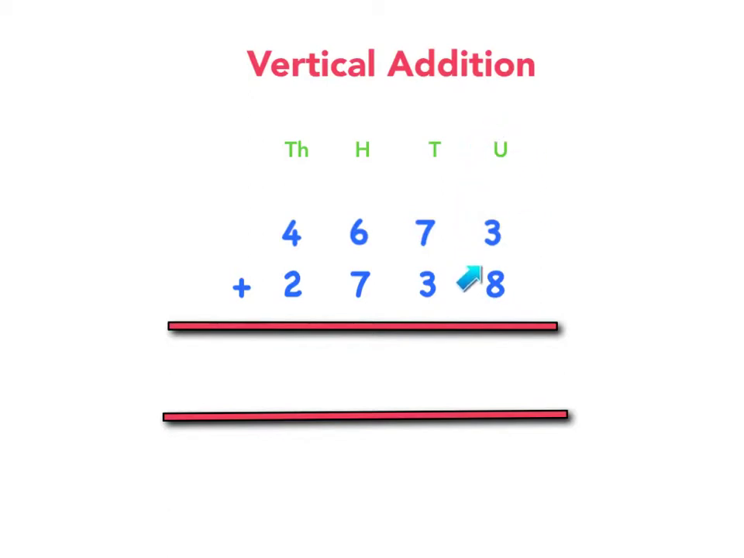their place value. So here we have 3 and 8 in the units column, 7 and 3 in the tens column, 6 and 7 in the hundreds column, and 4 and 2 in the thousands column. We're going to be adding these numbers together to find the final answer. Now in vertical addition, you always start with the units column. So let's have a look at that.